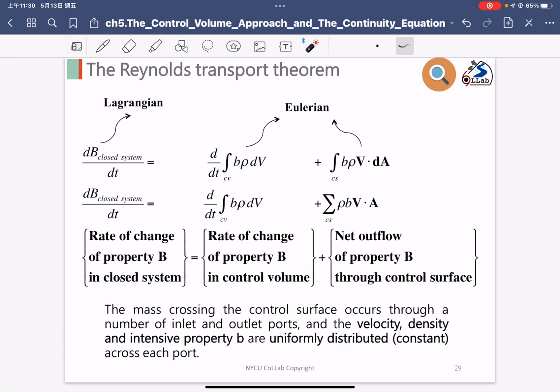So the slide just summarizes the difference. The left hand side is a Lagrange idea in the closed system. We discussed the closed system, the physical property exchange in the closed system. And the right hand side is Euler's concept, because we focus on the control volume, the spatial location, and we only focus on the control surface exchange along the boundary. This summary is very important for this chapter, the Reynolds Transport Theory.